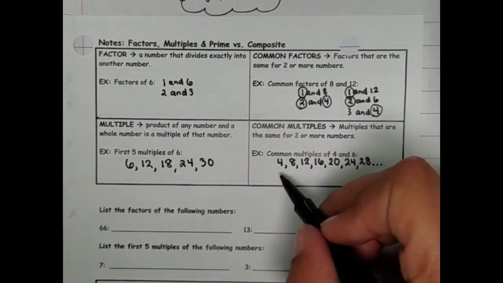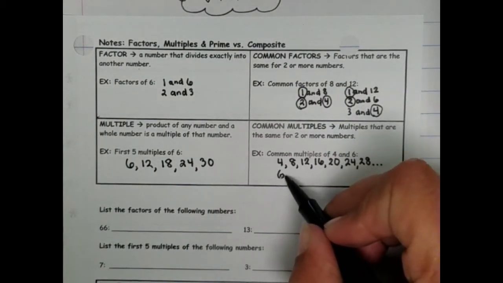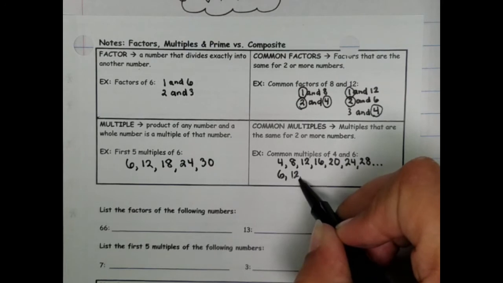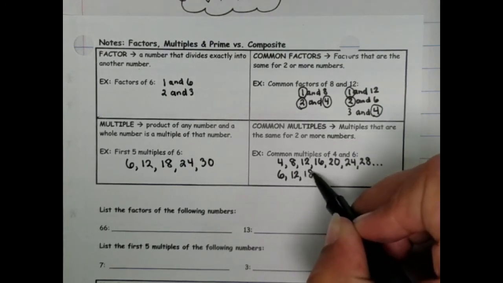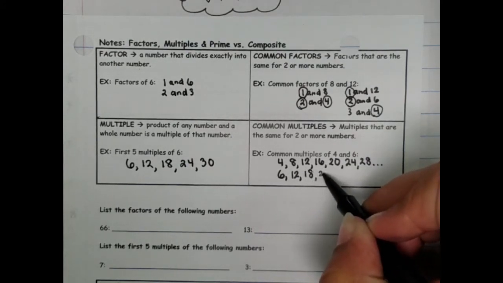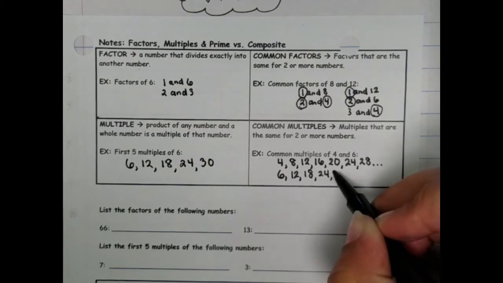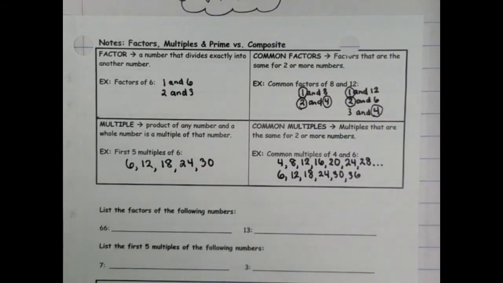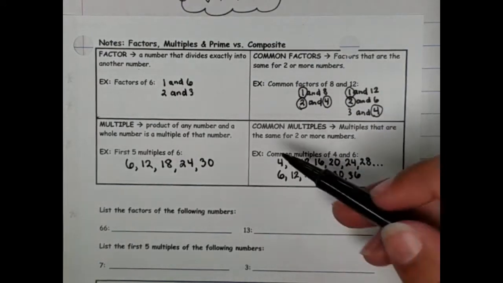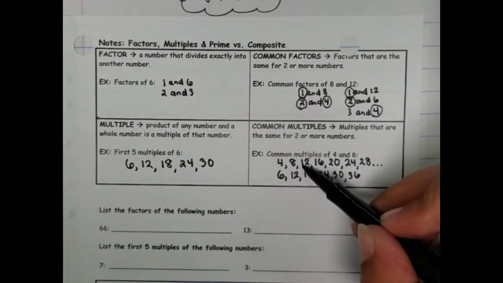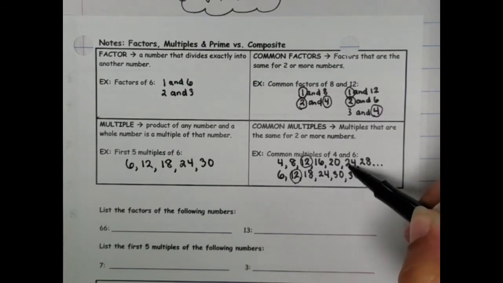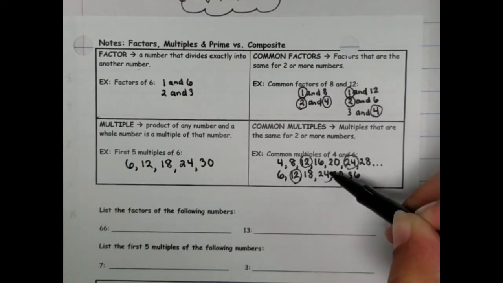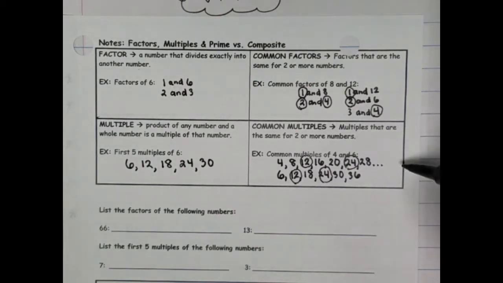The next number is 6, so we're going to start with 6. After that is 12, 18, 24, 30, 36. So some common multiples that I saw: 12 and 12. I also saw 24 and 24. And if we kept the list going, we actually would have more.